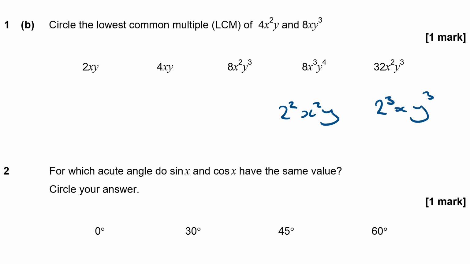So now I've got all the factors appearing the same. We're going to pull out every factor that appears to the highest power that it appears. So I've got 2 squared in the first expression and 2 cubed in the second, so I'm going to write down 2 cubed. I've got x squared in the first and x in the second, so I'm going to write down the highest power that appears, which is x squared. And I've got y in the first expression and y cubed in the second, so I'm going to rewrite that as y cubed. Okay, so my lowest common multiple of these two terms is 2 cubed x squared y cubed. Now 2 cubed is 8, so I'm going to circle the 8x squared y cubed term there, that one.